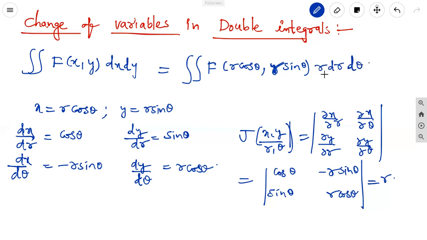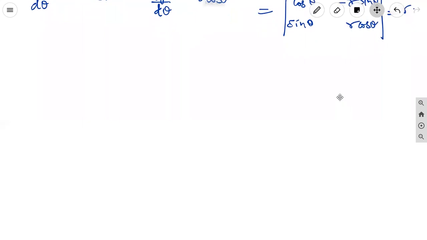This r comes from the Jacobian determinant. When we change the variables from Cartesian coordinates to polar form, dx and dy change into r dr d theta, if it is in two variables. In three variables, it is in another form. First, we discuss the two-variable double integration changed from Cartesian to polar form. Now, let us discuss a problem.